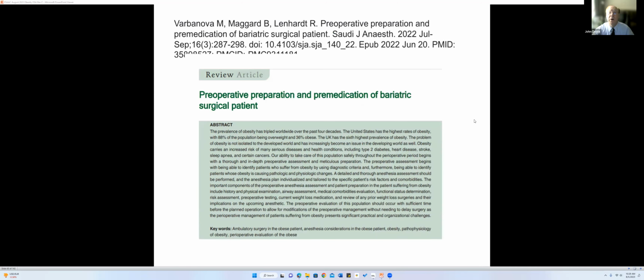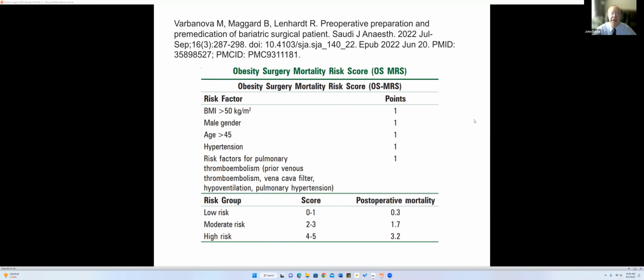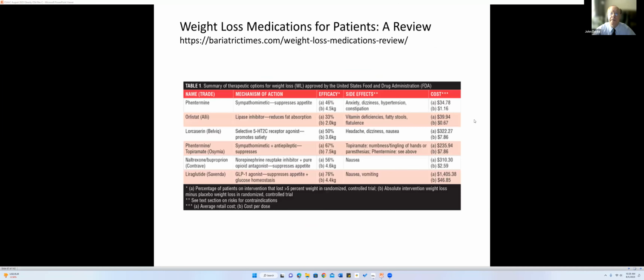Those of you who want more information, here's an article from the Saudi Journal of Anesthesia from last year, perioperative preparation and pre-medication of the bariatric surgical patient. I bring that to your attention should you be interested in more information. Here they have, again, the obesity surgery mortality risk score that I think can be very useful in ensuring that you know exactly the risks for your patient.